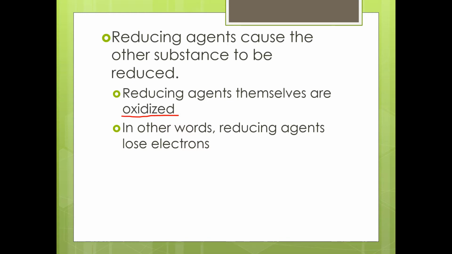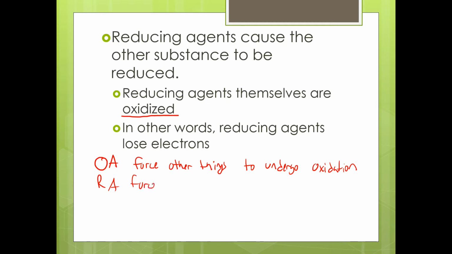So, a recap: oxidizing agents force other things to undergo oxidation. And then reducing agents force other things to get reduced.